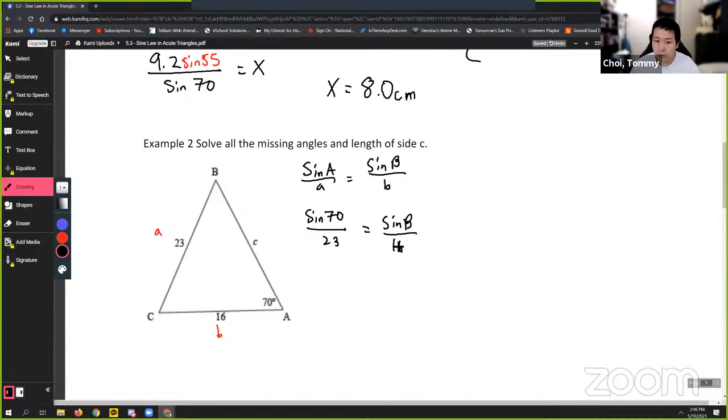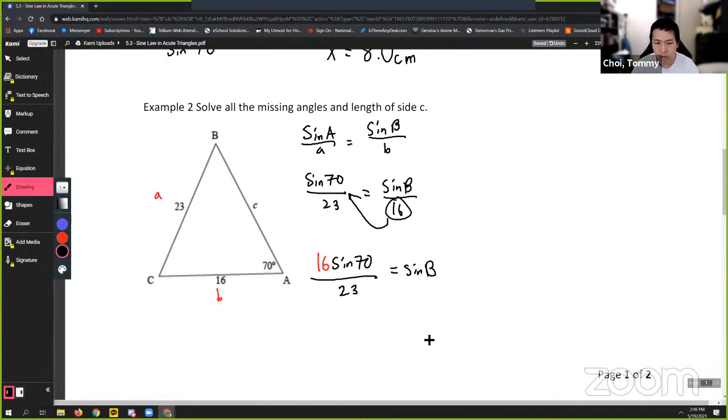So from here, we have to isolate. We're going to move the 16 to the left, and we're going to get 16 sine 70 over 23. And that's going to be equal to sine B. All right? And then, once you have that down, we need to solve for angle B.